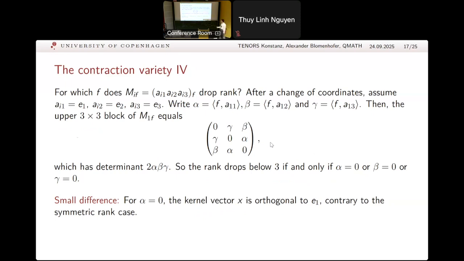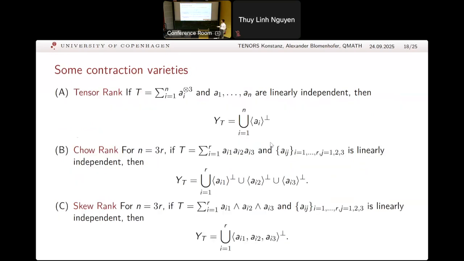And there's a small difference. Basically, the kernel vector this time. Last time, the kernel vectors were dual basis elements. They won't be that anymore. This is different for Chow rank. The dual basis elements will actually also be orthogonal to E1, just like the H1. Okay. But this still allows us to get everything.